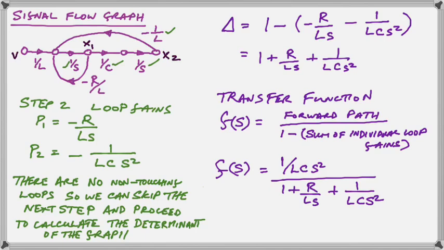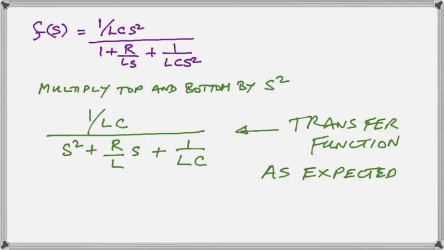All we have to do now is to multiply it by s squared, and it comes out to the same answer as we got from using the state variable matrix.